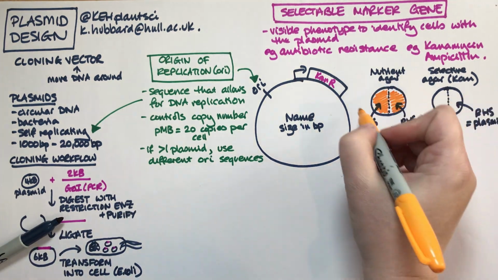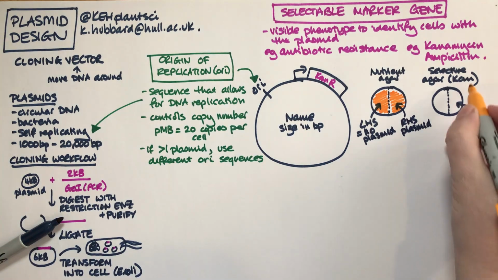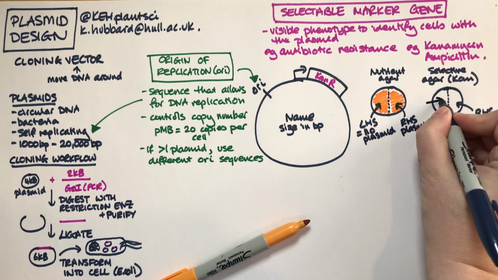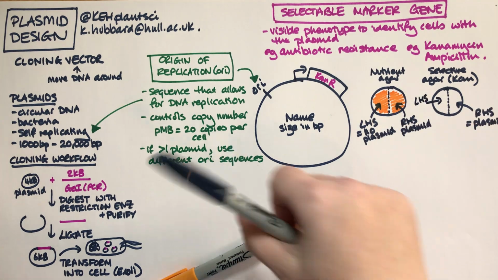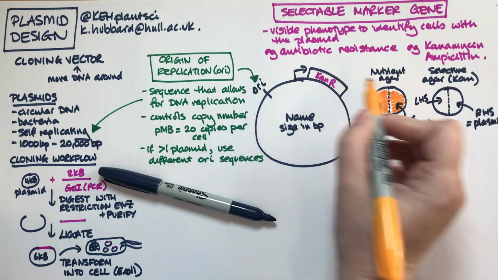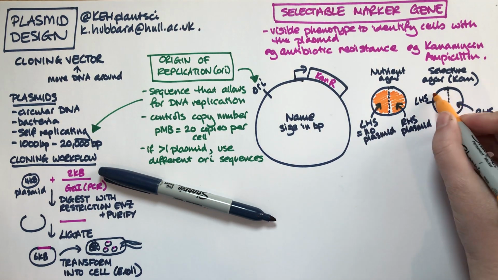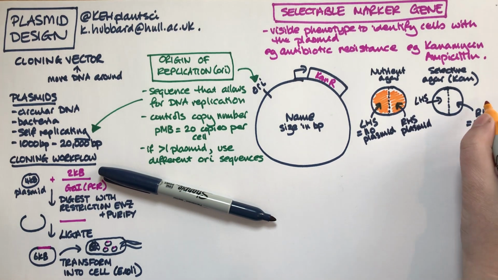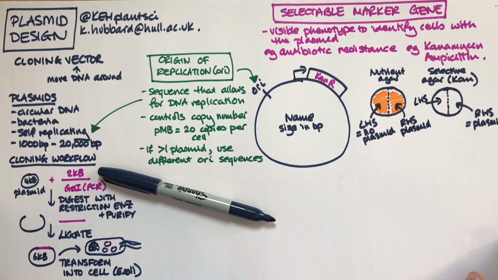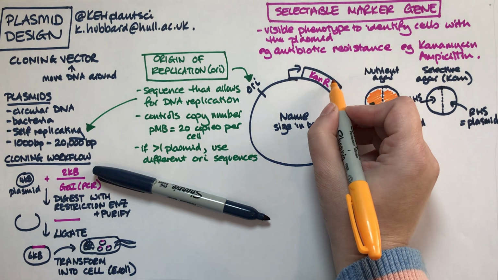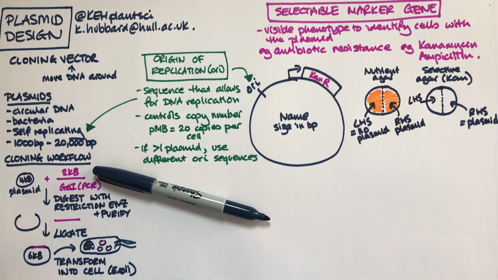But if we want to find out which ones have got the plasmid inside them, then we grow them on the selective agar. On the left-hand side, the cells that have got no plasmid have no resistance to kanamycin. So they can't break down kanamycin, so they won't be able to grow. So we should have a clear plate on the left-hand side. On the right-hand side, we've got the cells that have got the plasmid, and that plasmid contains an antibiotic resistance gene. So they make an enzyme that can break down kanamycin. That means that they can grow on the agar.